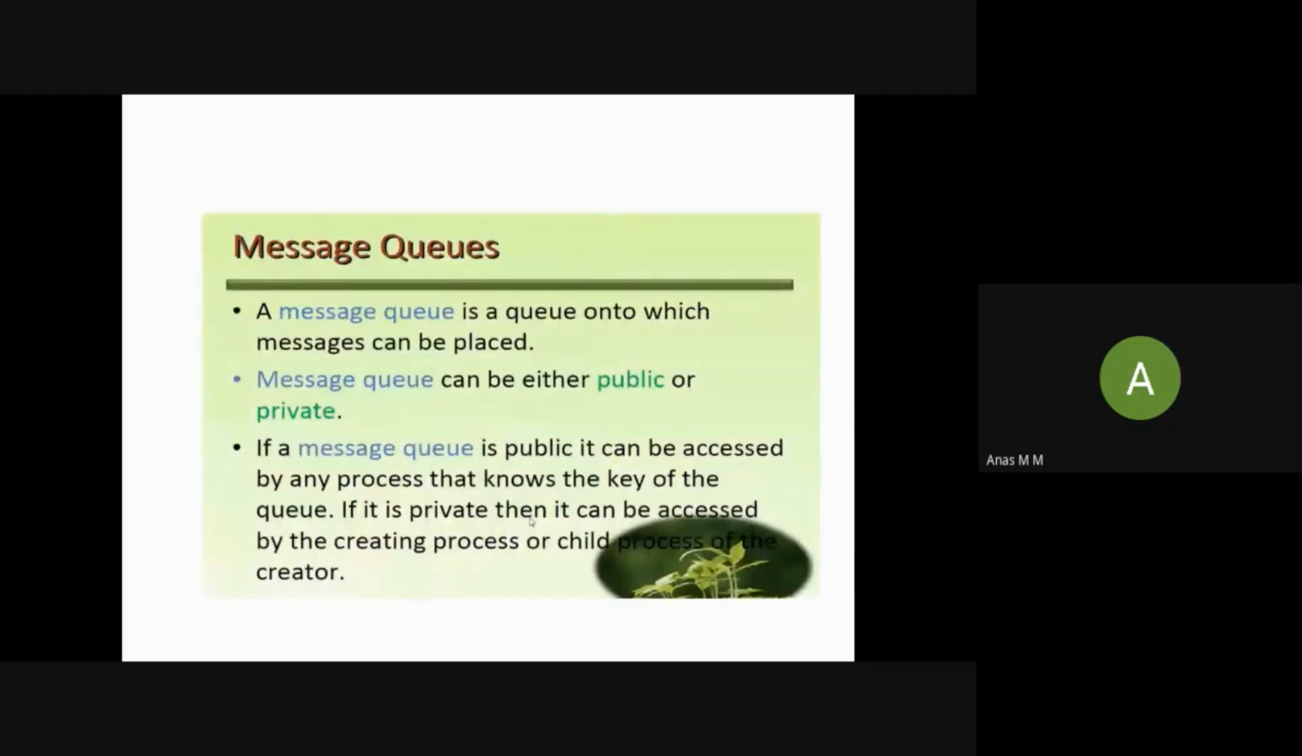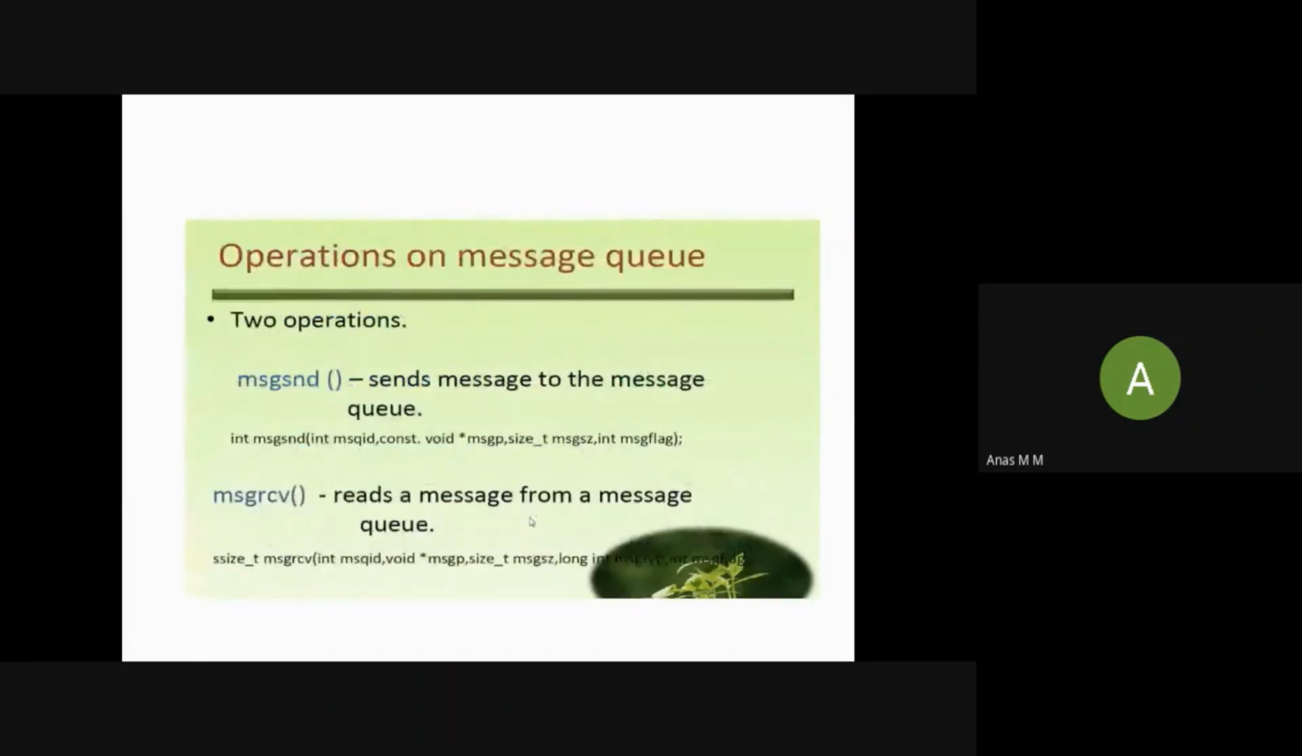In depth, if you see what a message queue is, it is a queue onto which messages can be placed. A message queue can be either public or private. If a message queue is public, it can be accessed by any process that knows the key of the queue. If it is private, then it can be accessed by the creating process or a child process of the creator. When we are using a message queue, the basic functions in a message queue, the first one is message send.